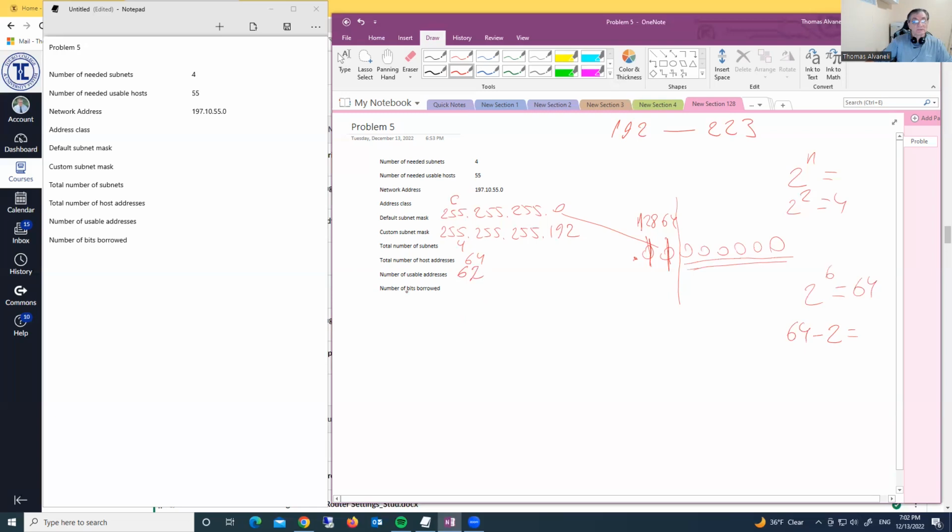And number of bits borrowed, how many bits did we borrow from the host portion? So we borrowed 2 bits, okay? And this is 2. We solved this problem.